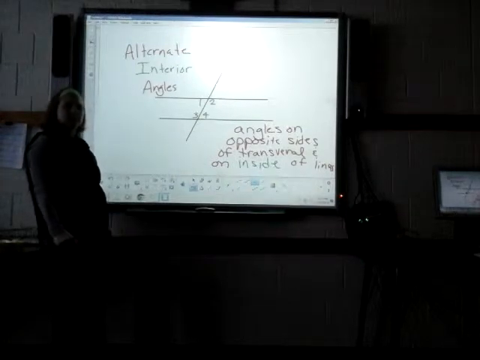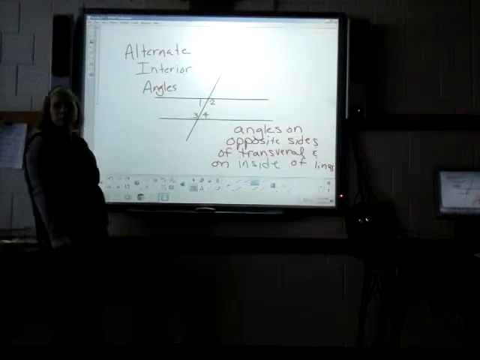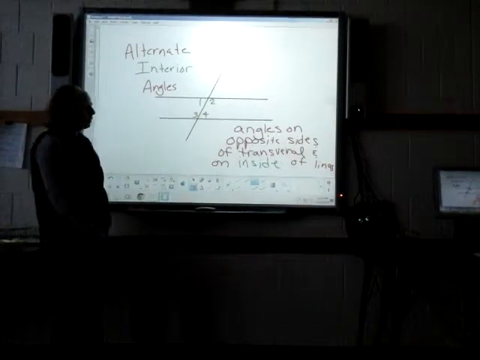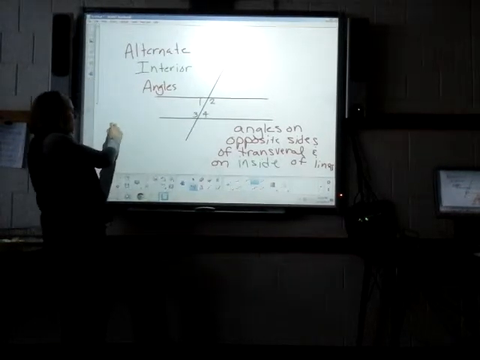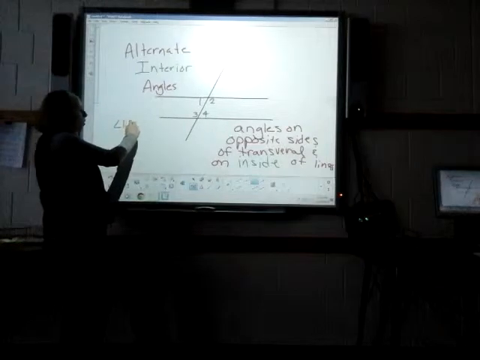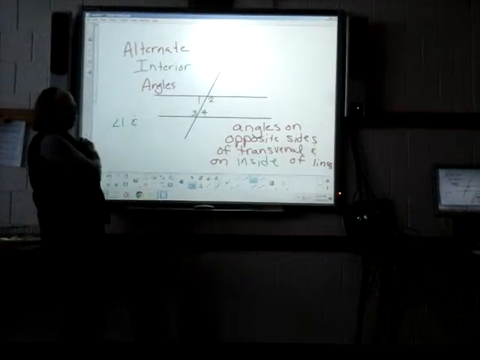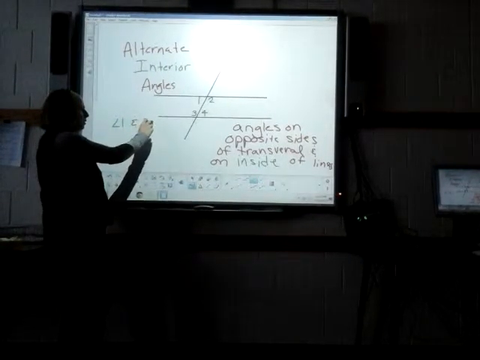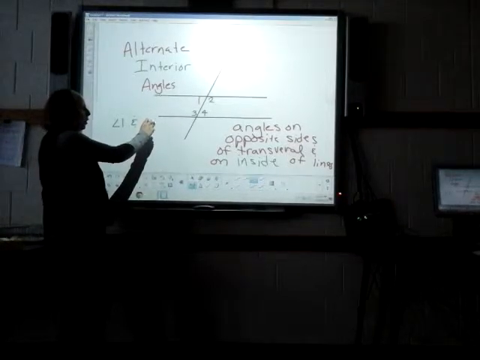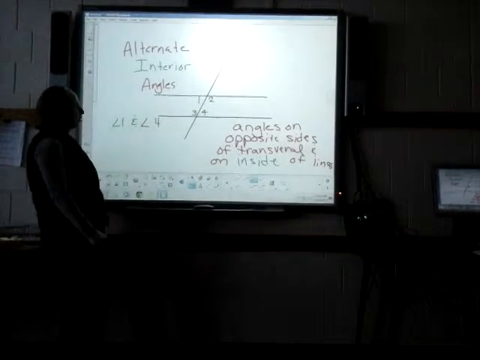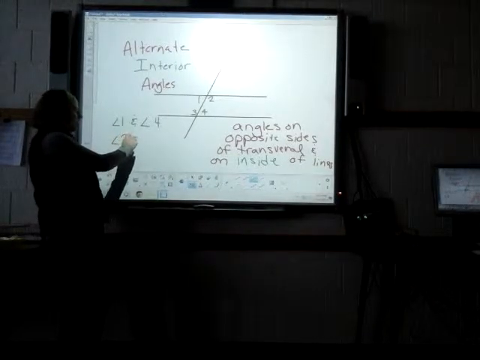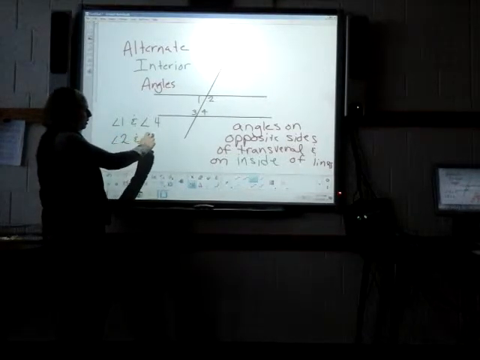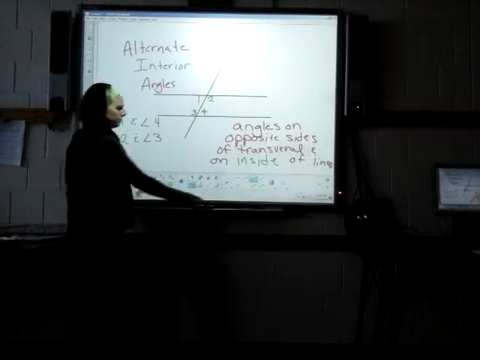These are the angles that are inside the two lines that are cut by the transversal. They are still the ones on the opposite sides of the transversal. Again, angle 1 will be an alternate interior angle to angle 4, because they're on opposite sides of the transversal. And angle 2 will be an alternate interior angle to angle 3.